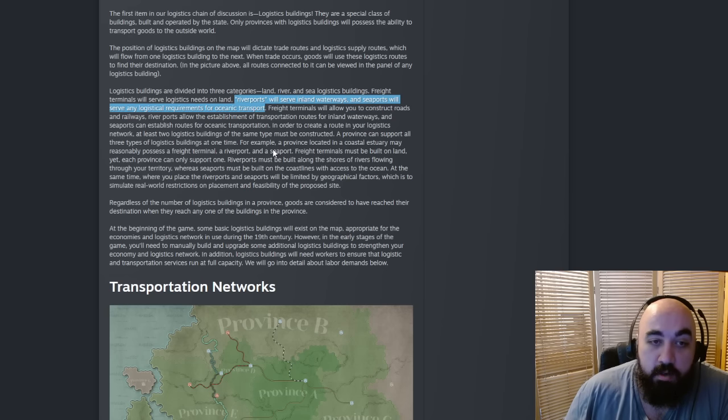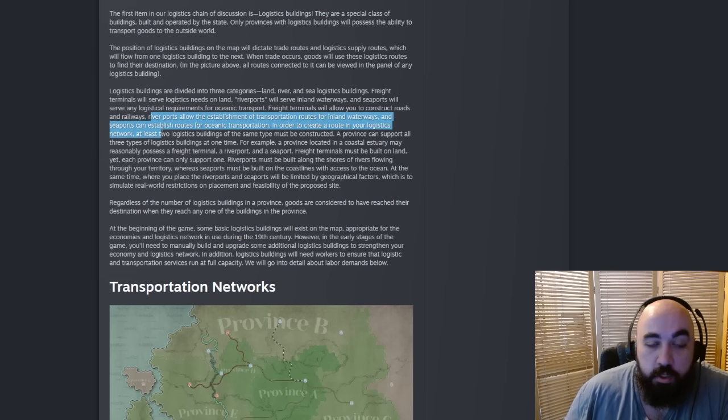Freight terminals will allow you to construct roads and railways. River ports will allow the establishment of transportation routes for inland waterways, and seaports can establish routes for oceanic transportation. In order to create a route in your logistics network, at least two logistics buildings of the same type must be constructed. A province can support all three types of logistical buildings at one time.